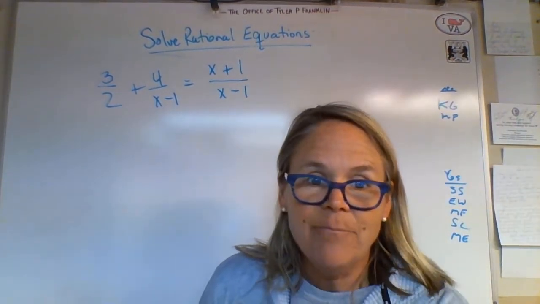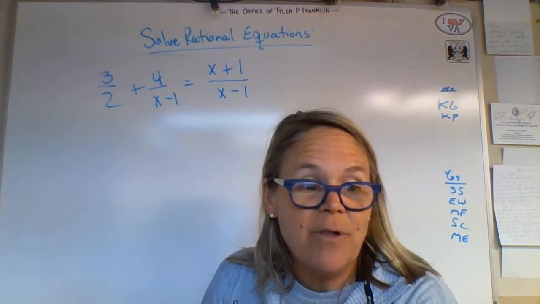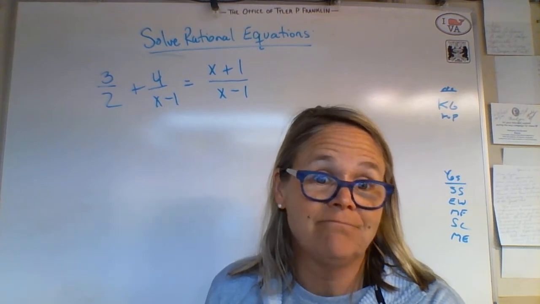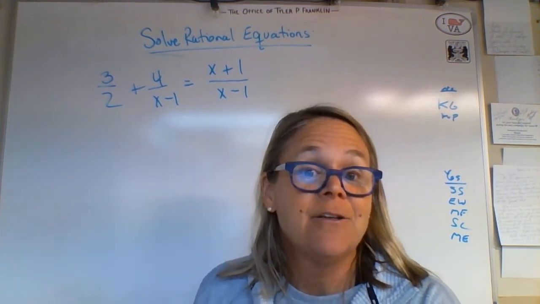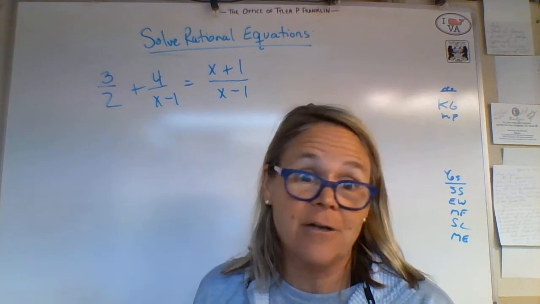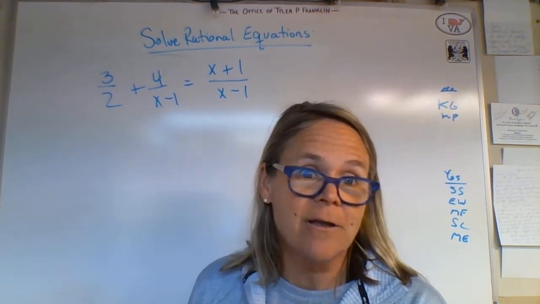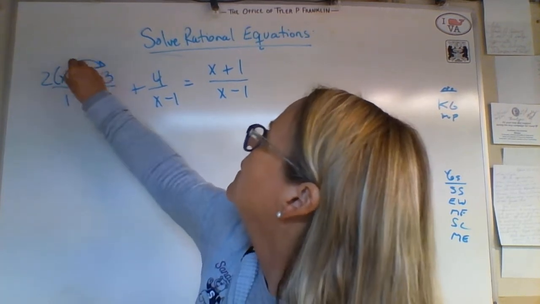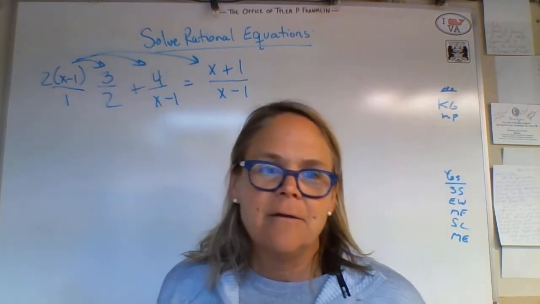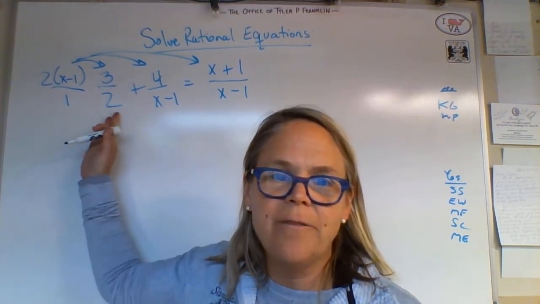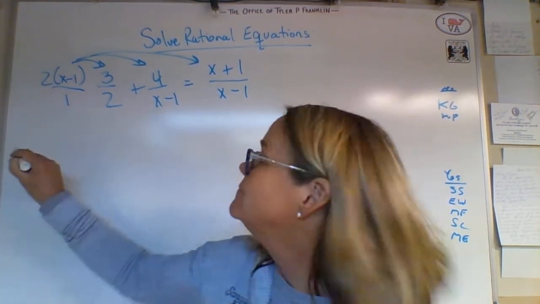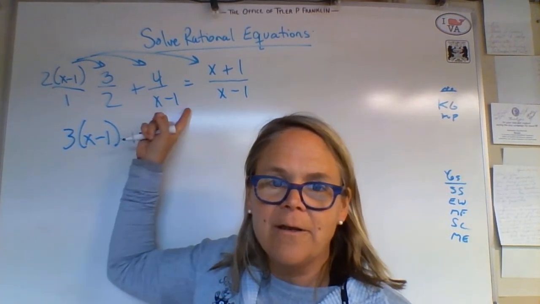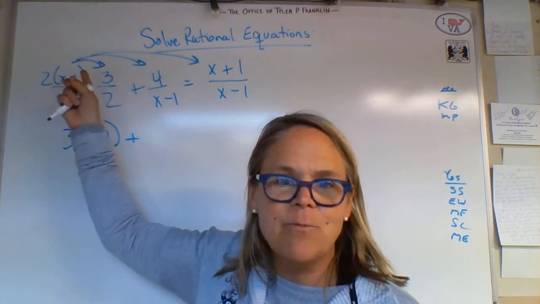So you look at that problem, you think, okay, what would I need to multiply by to wipe out my denominators? I need a 2. I need an x minus 1. So what am I going to multiply by? A 2 times an x minus 1. Think of crossing out. 2 on the bottom, 2 on the top. Second one, x minus 1 on the bottom, x minus 1 on the top.